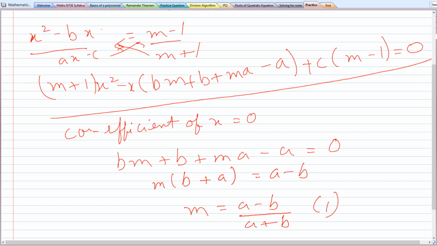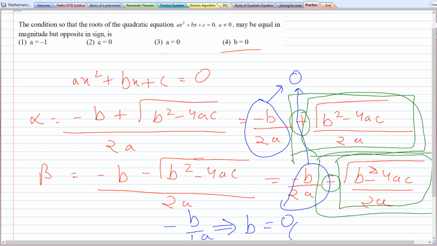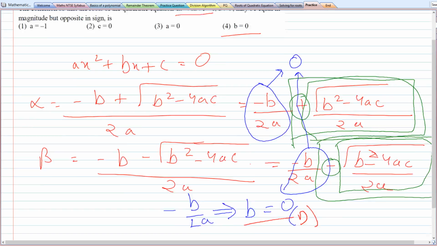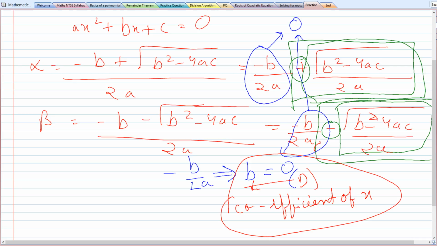X is not equal to 0, Vani. Only the coefficient of x is equal to 0. We saw in this equation, right, that if there is a quadratic equation ax square plus bx plus c and the roots are equal in magnitude but opposite in sign, we get b is equal to 0 as your answer. B is equal to 0. What b here is? B here is coefficient of x. This is now a standard result for us since once we solved it for a standard equation.